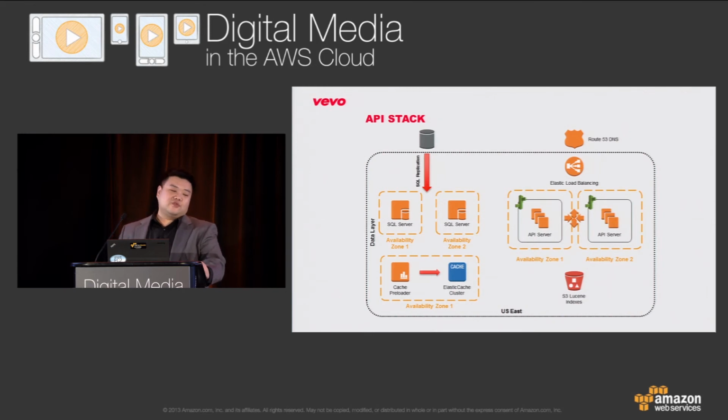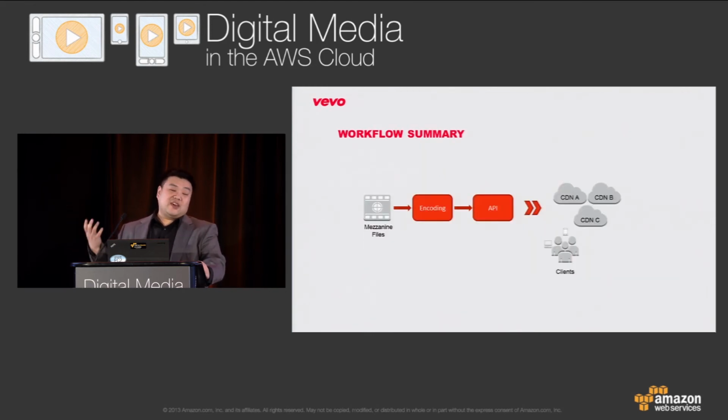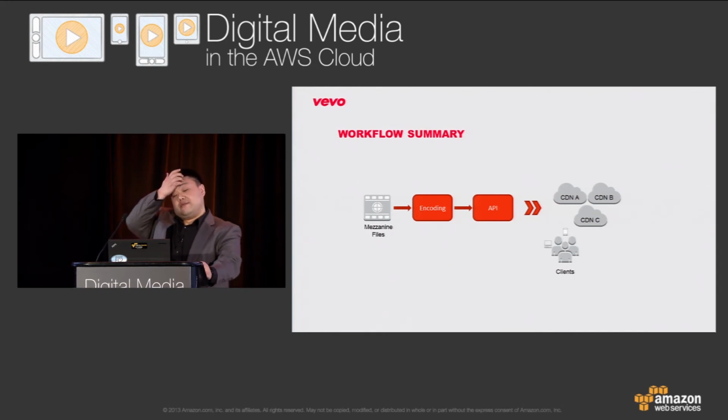And just a summary of the workflow. Step A is that our content providers will send us the mezzanine files or the high-quality source files. We then ingest them and encode them, and then those get shipped out to our API, and ultimately the clients on all different endpoints, be it web, desktop, or mobile, consume them and stream them from multiple CDNs.